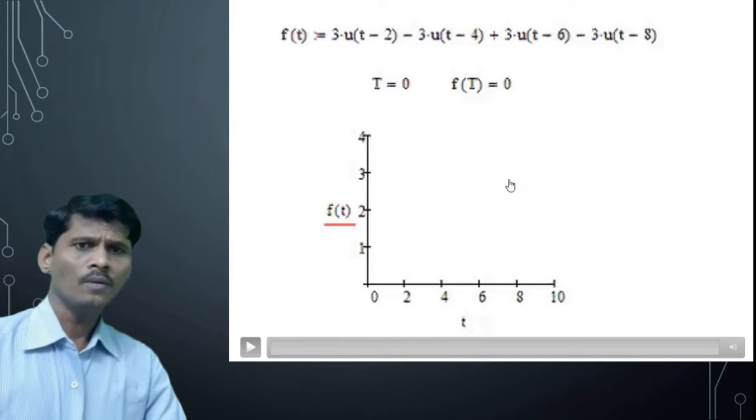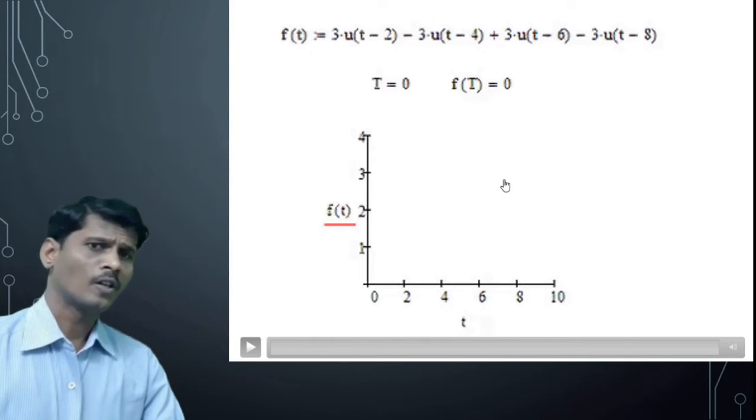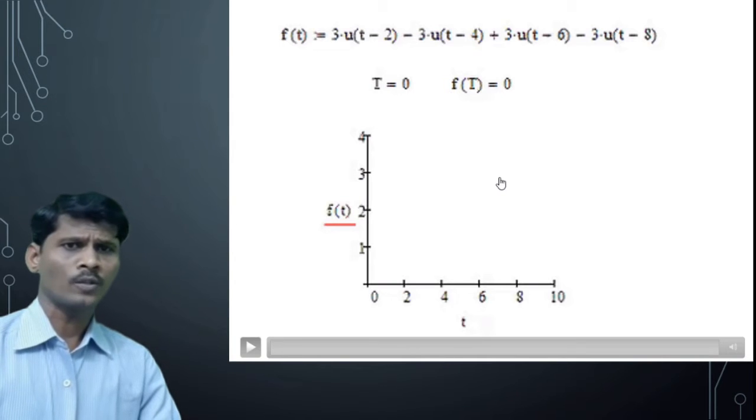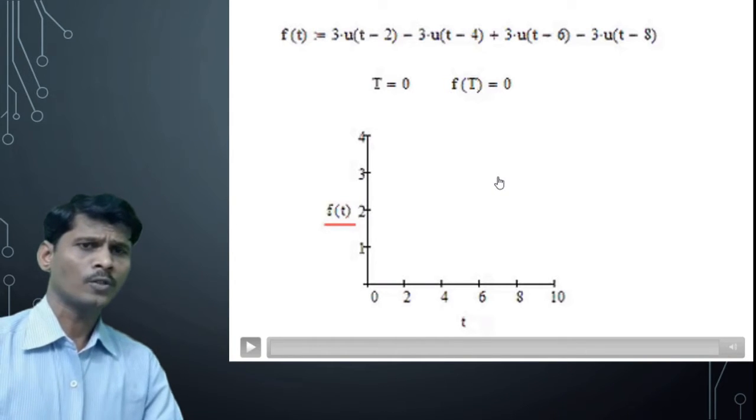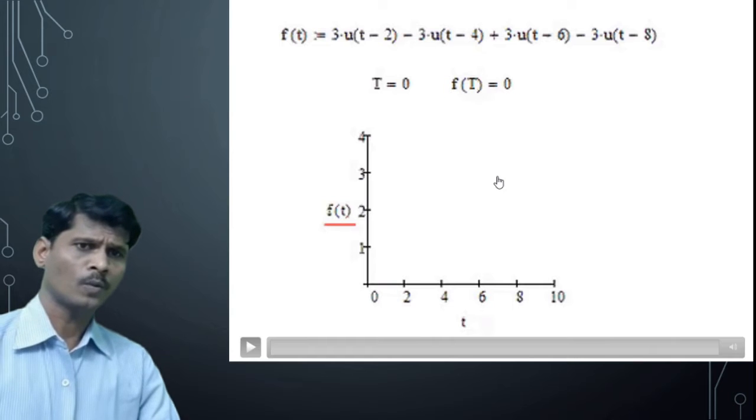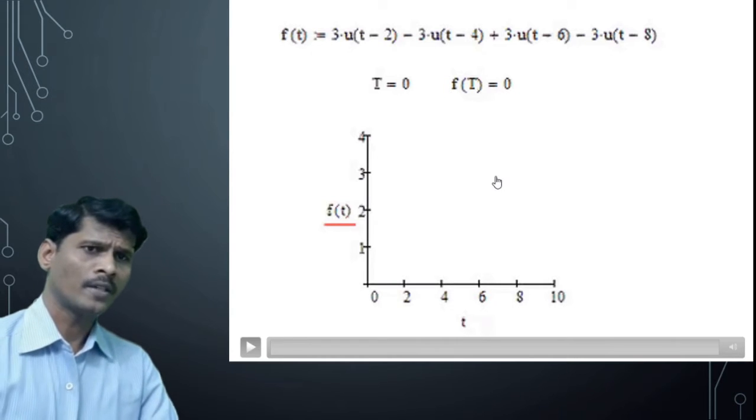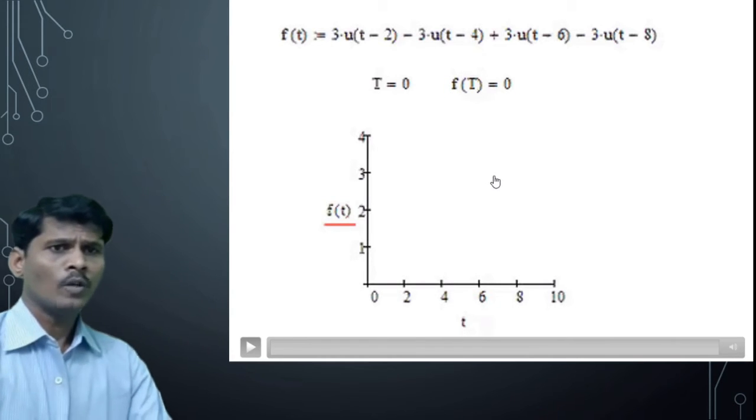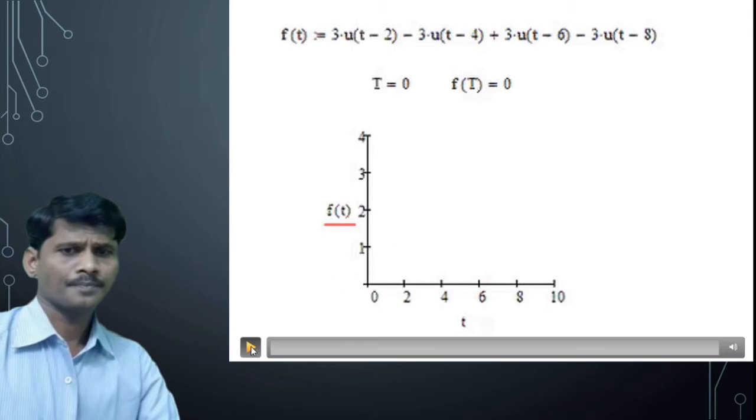Next, one more example. Draw the graphical representation of f(t) = 3u(t-2) - 3u(t-4) + 3u(t-6) - 3u(t-8). And this is the animation.